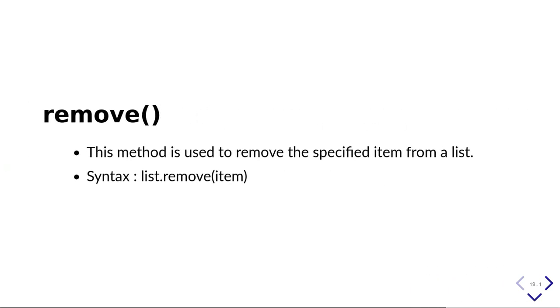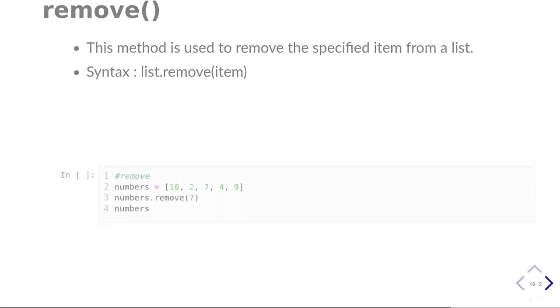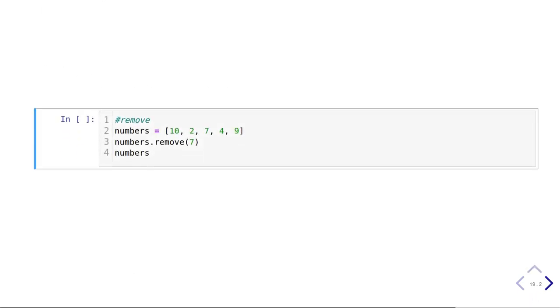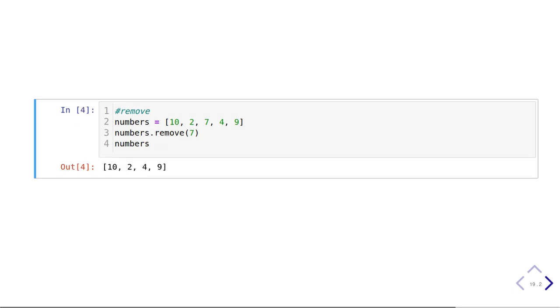And the next one is remove. This remove method is used to remove the specified item from a list. If you want to remove any specific item from a list, you can use this method. The syntax is list dot remove item. In this example I am going to remove the value 7 from the list. When we run this statement, the new list is 10, 2, 4, 9. So the value 7 is removed from the list.